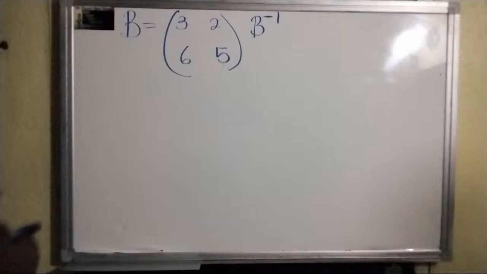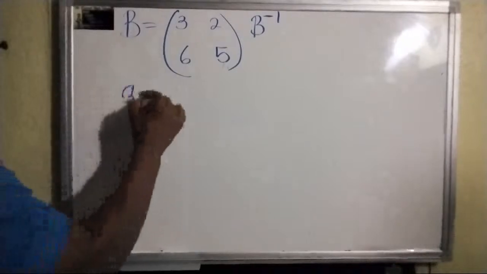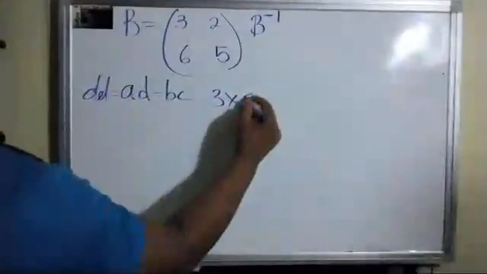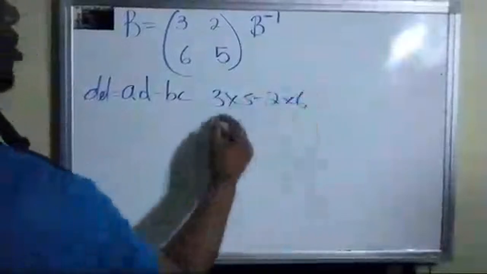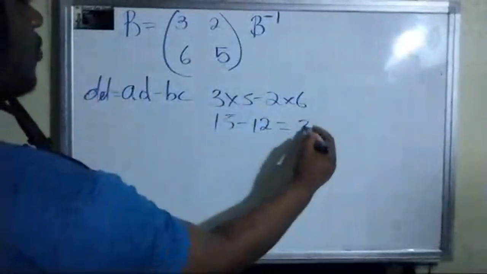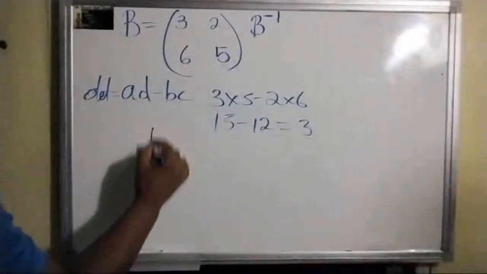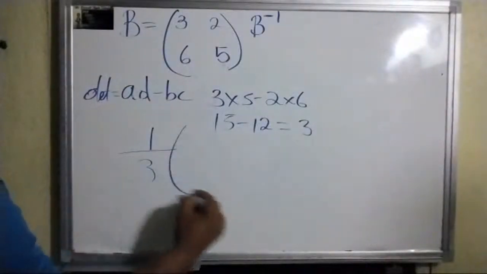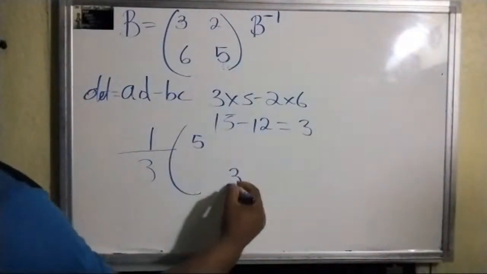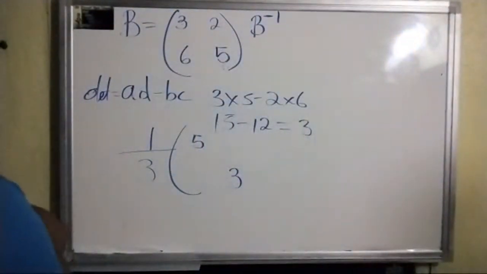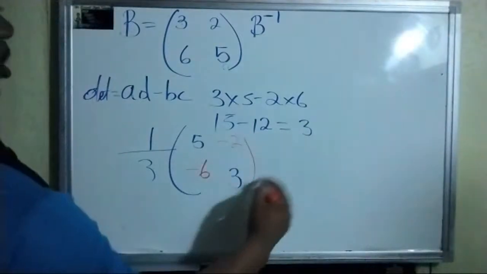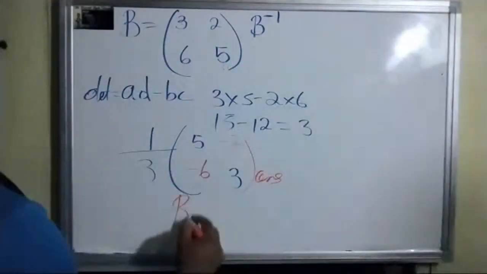Yeah, alright. So we say AD minus BC, the determinant: 3 times 5 minus 2 times 6. So 3 times 5 is 15, minus 2 times 6 is 12. That gives us 3. Alright? So it's 1 over the determinant. Change the position of A and D, which is the adjoint. So 5 goes there, 3 goes there. And we change these to negative, since they are positive. If they were negative, we change them to positive. And there we have it. This is the inverse of B.